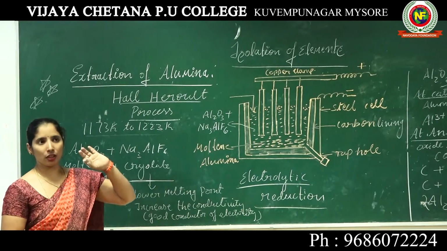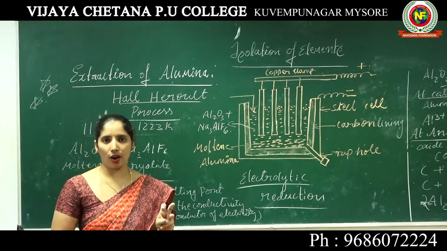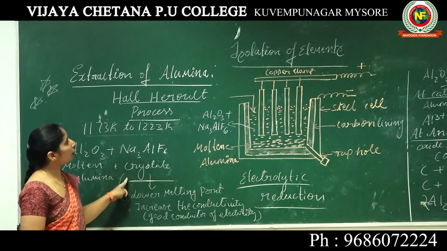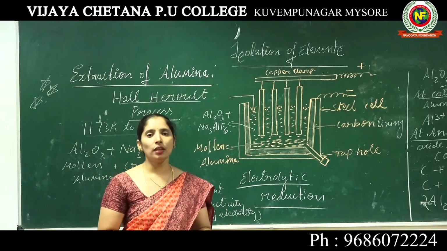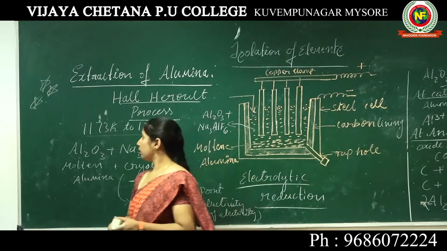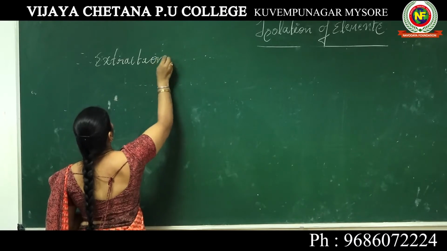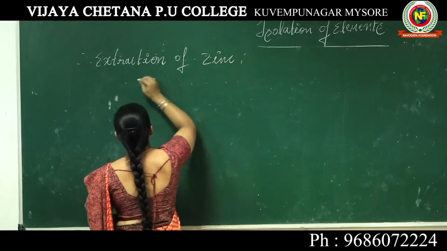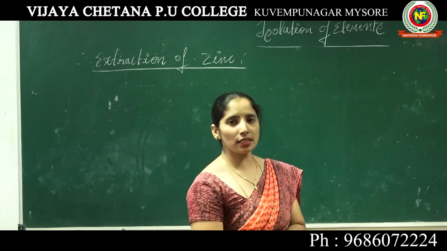So we have finished three metals: how the iron is extracted, how the copper is extracted, and how the alumina is extracted. The last metal in this chapter is how the zinc is extracted. Extraction of zinc. Yesterday we discussed the Ellingham diagram.